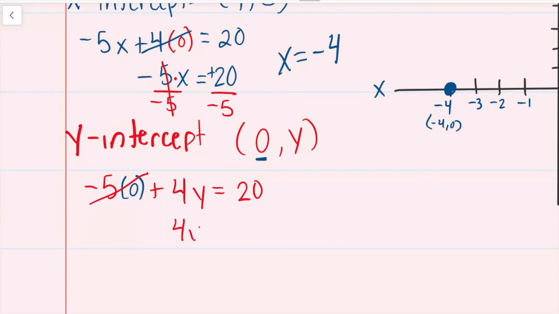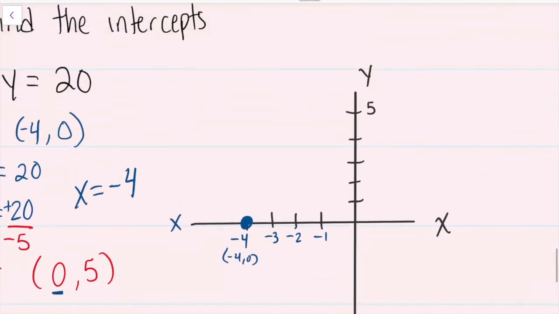So we have 4y equals 20. Remember, when you have a number and a letter next to each other, we do the opposite, which is division. So my y is equal to 20 divided by 4, which is 5. So we found our value for y. In this case, it's a 5. So my point is 0, 5.